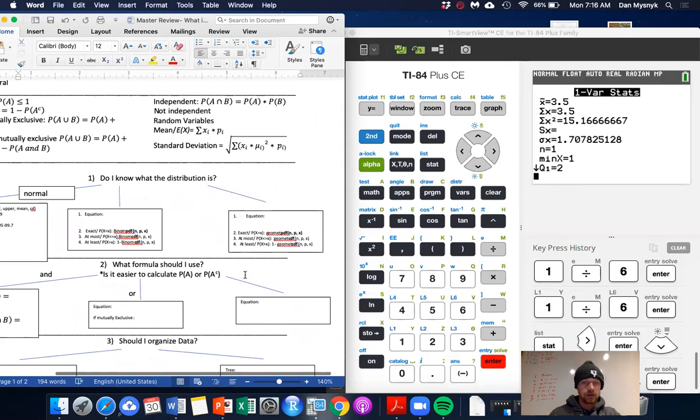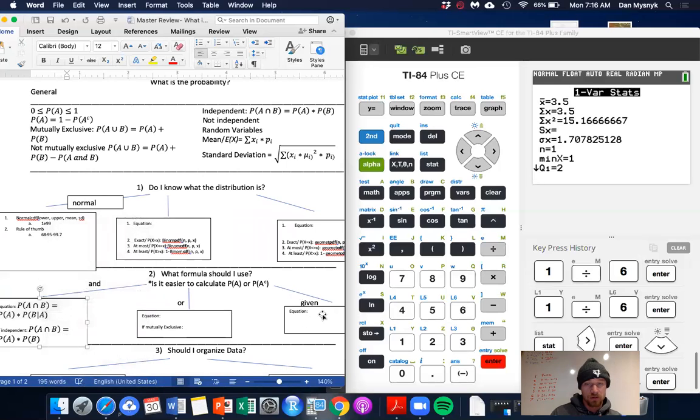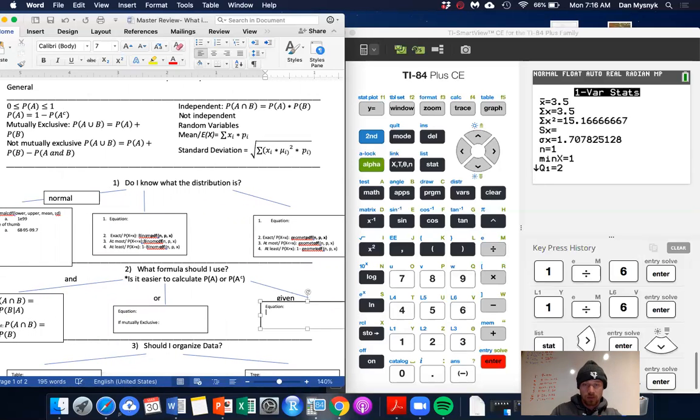Last one it may tell you is given. If it's given, we're talking about probability of A and B. So probability that A happens if I already know B happens. If we rearrange some stuff, this becomes probability of A times probability of B given A.